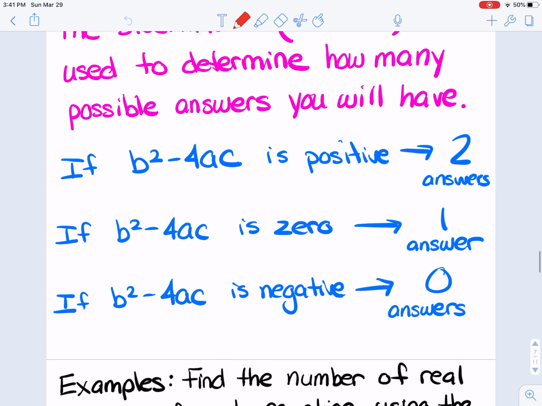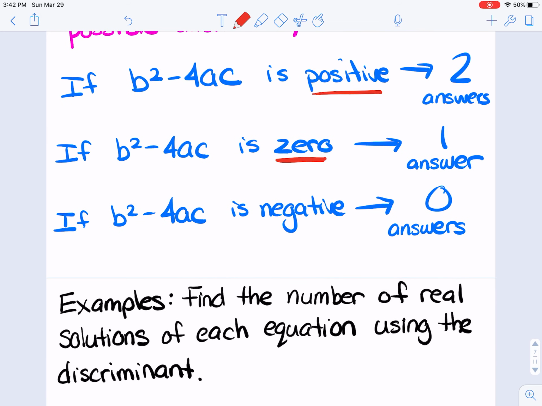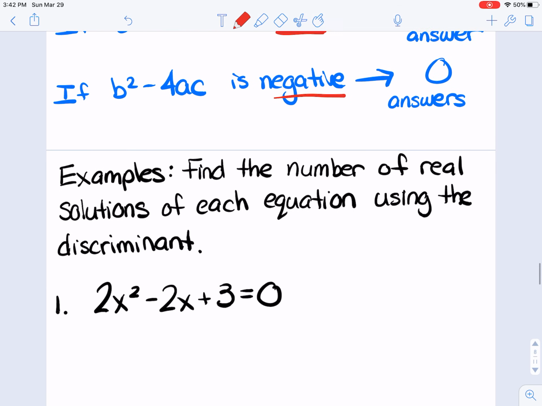If b squared minus 4ac is positive, you will get 2 answers. If b squared minus 4ac ends up being 0 underneath the square root sign, you're going to have 1 answer. If b squared minus 4ac is negative, you will have 0 answers.